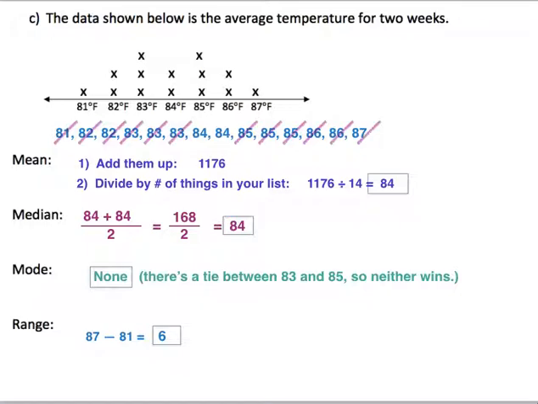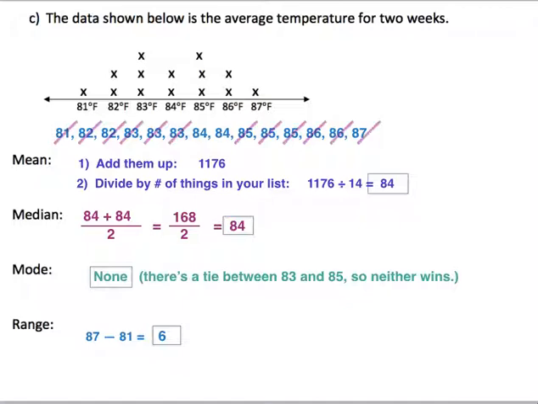Now, the mode was actually a trick question because if you look at your list, see how there are 3 83s and also 3 85s, so there is a tie for which number was repeated the most. Whenever there's a tie, no one wins, so you'd write none for mode. You'll see one or two homework questions where that happens, where mode will be none.